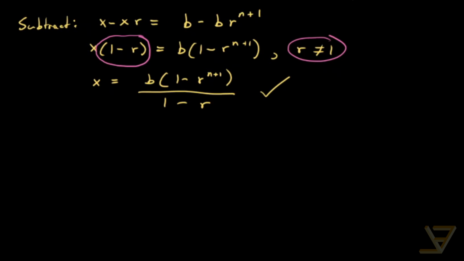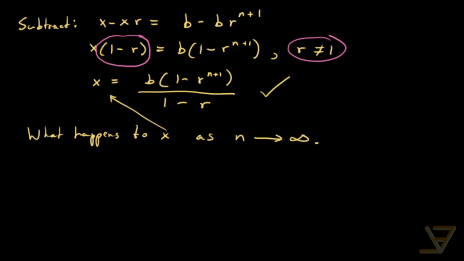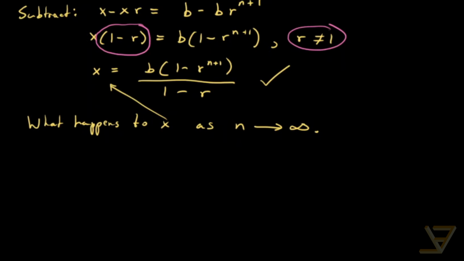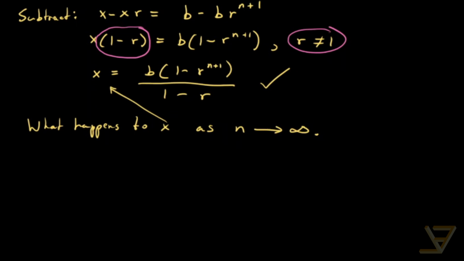So what that brings up is the question of what happens to x as n goes to infinity. And we're not going to use formal limits here, we'll just use some informal reasoning. If you want to see the formal version, you'll have to take a course in calculus probably.